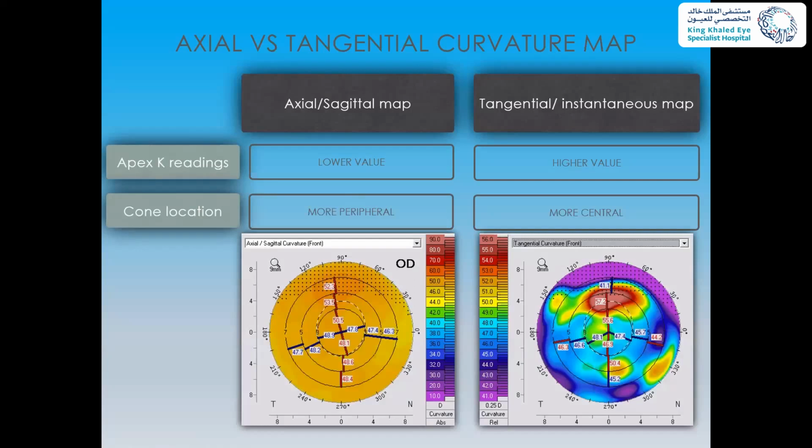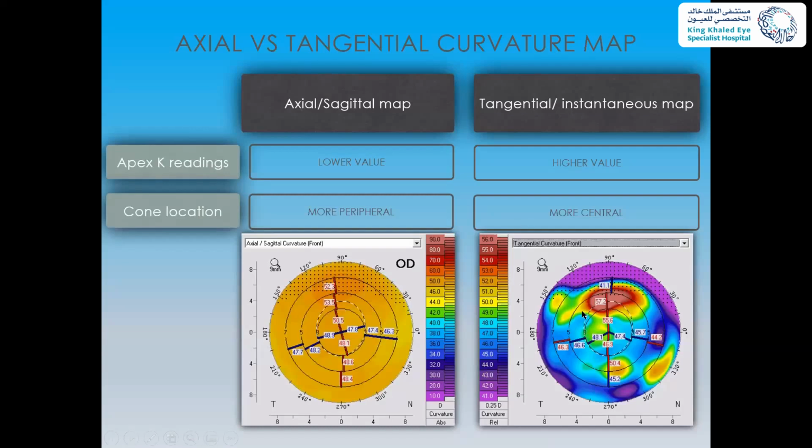And this is the same patient. It looks like too much pathology there, isn't it? This is the steep area, which is 53.5, and it has become steeper here, 57.2. The other thing is, it has moved slightly more towards the center.